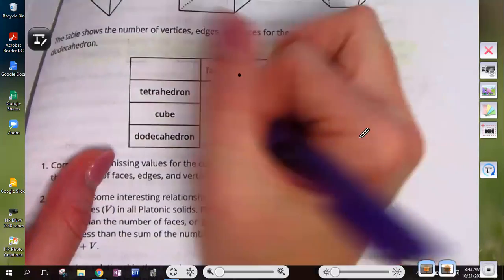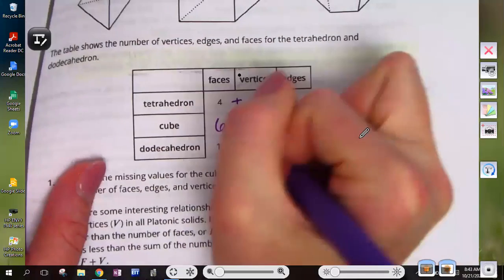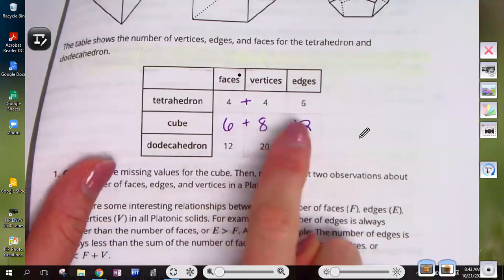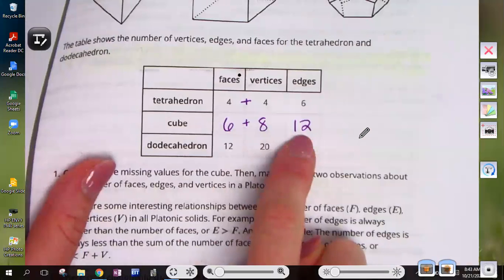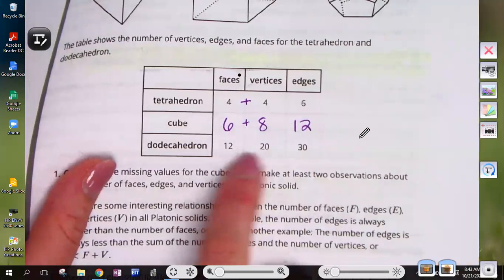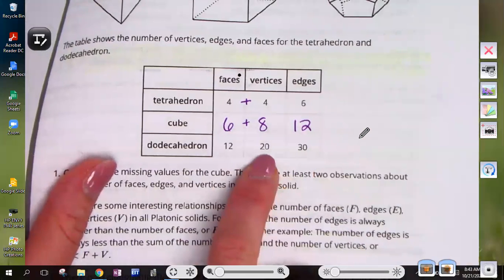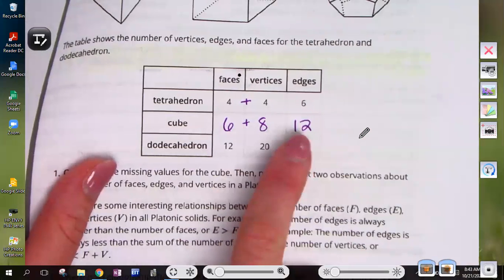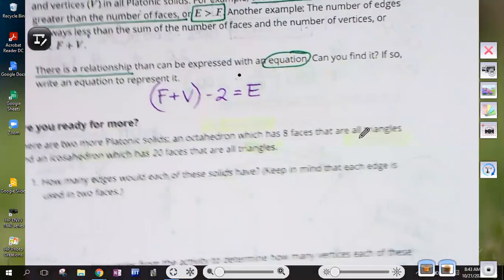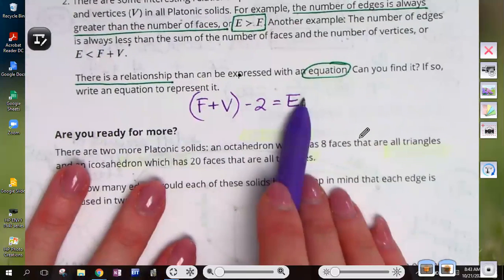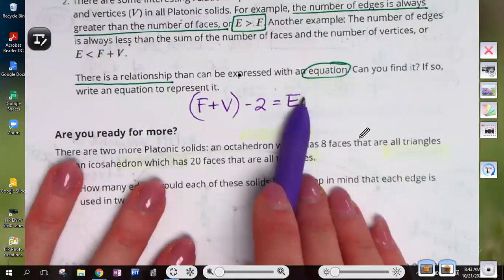What's 6 plus 8? 14. If we said 14 minus 2, what would we get? Is that true? Okay, what about this one? 12 plus 20, what do we get? 32. What's 32 minus 2? 30. So do you see how that relationship would work for every platonic solid?